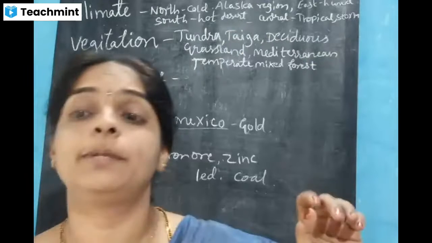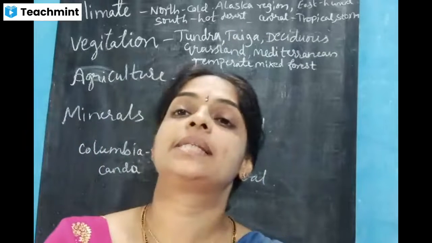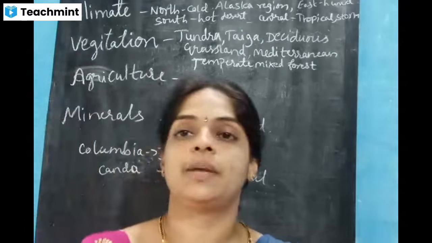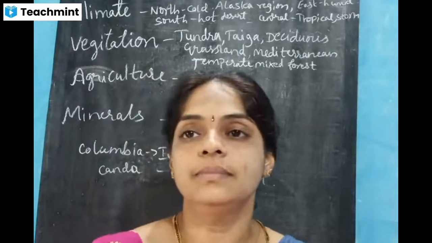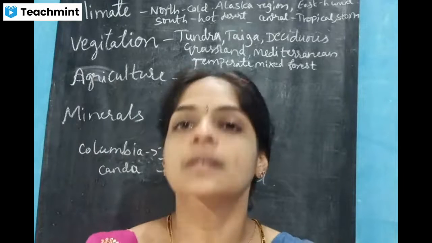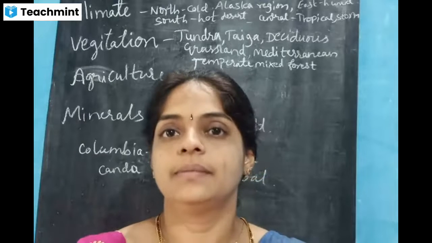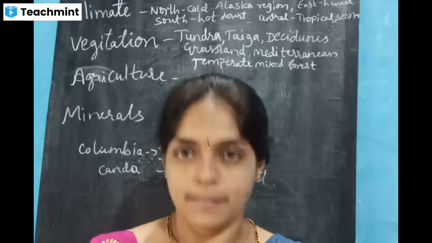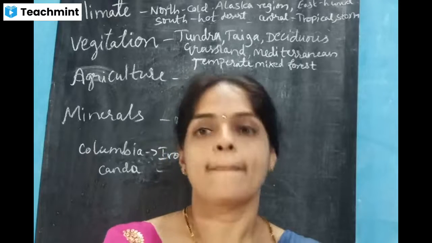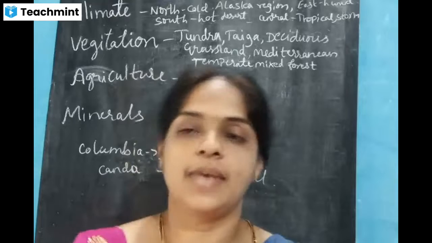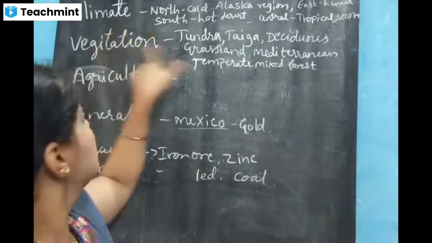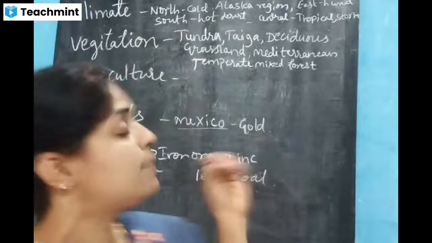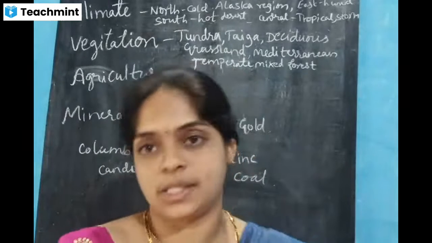Apart from that, what type of vegetation can we see? What are the vegetations we can see in this region, America? Tundra vegetation, taiga vegetation, grassland vegetation, and Mediterranean vegetation, temperate, and highlands. Yes. Vegetations: tundra, taiga, deciduous, grassland, Mediterranean and mixed forest.